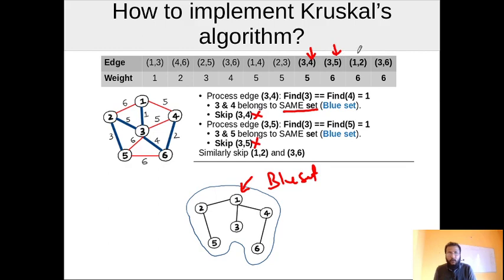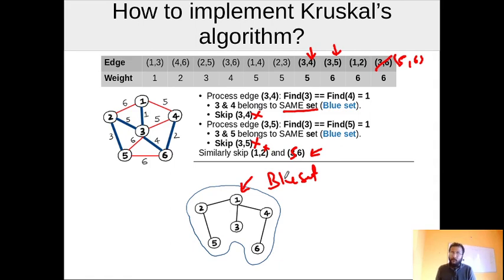Similarly, 1 2, I will skip 1 2 because both of them are in the same set. So, the last one is 5 6. I will ignore 5 6 because both 5 and 6 are in the same set. So, I am done.